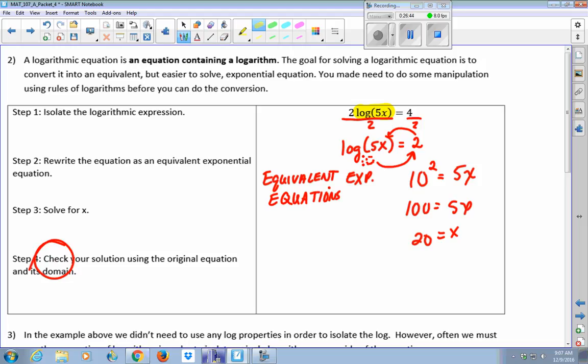Okay? So 2 times the log of 5 times 20 equals 4. 2 times the log of 100 equals 4. This is the one I told you to always put on the top of my paper, because the log of 100 is 2. 2 times 2 is 4. I'm a happy camper.